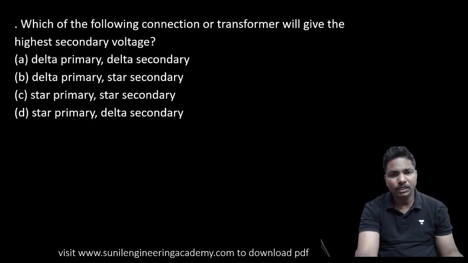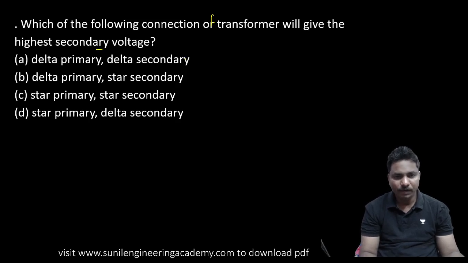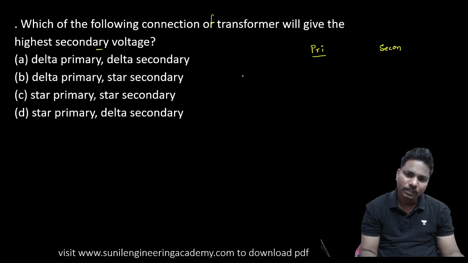Which of the following transformer connections will give the highest secondary voltage? For example, let us take the primary and secondary. First of all, consider delta to delta: no conversion, line voltages are the same with respect to phase voltage. So if you give 100% primary, the secondary also gets 100% voltage. If you consider star to star, both are the same, so if you give 100%, you will get 100% secondary.